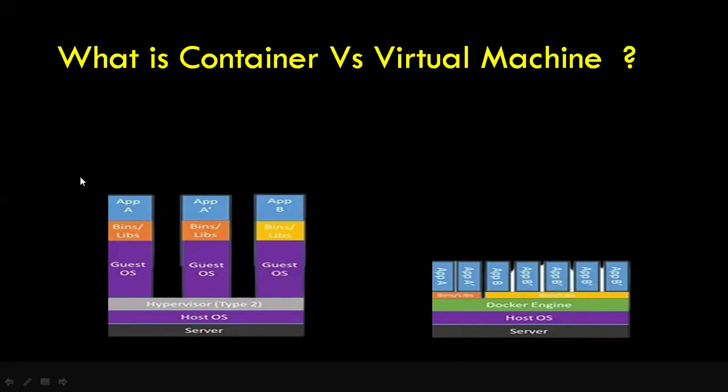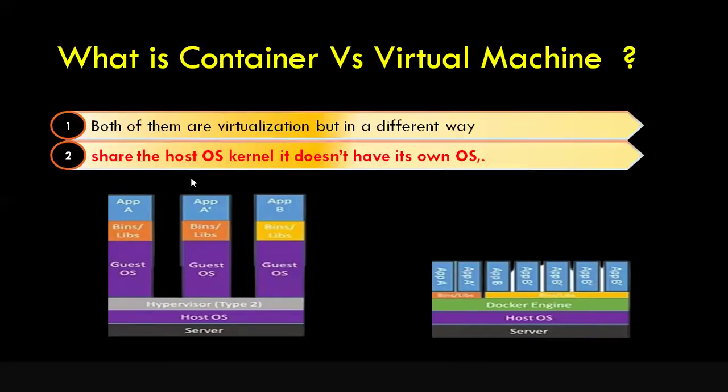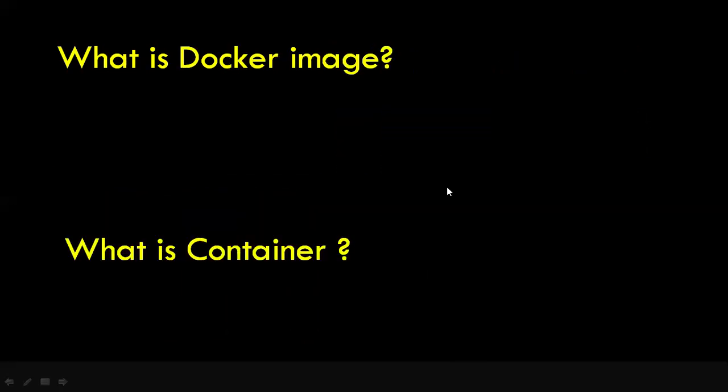Now you understand why containers are more popular than virtual machines. The containers share the host OS kernel. They do not have their own operating system. The opposite is this one: in the case of a virtual machine, it owns the operating system. That's very expensive. Now let us learn two other terms.